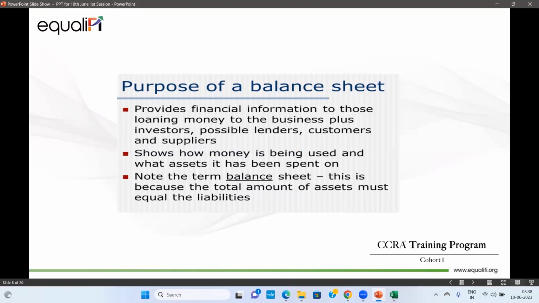Purpose of a balance sheet: it provides financial information to those loaning money to the business, plus investors, possible lenders, customers, and suppliers. So when you look at a balance sheet, generally, what are the things you look at? You can write in this chat box. From the practical point of view, what are the things you look at?